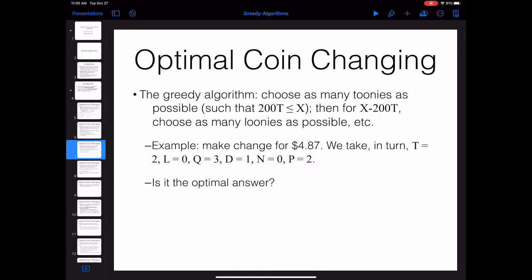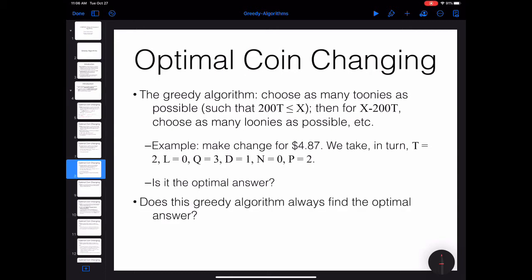So this is just an example that shows you that, for example, if I am going to change $4.87, the optimal strategy is telling you to use 2 toonies, and after that for the remaining use the quarters, 3 quarters you can use, and then 1 dime, and then 2 pennies. So we wanted to prove that this greedy strategy that always takes the largest coin that you can use is going to give us the optimal answer.